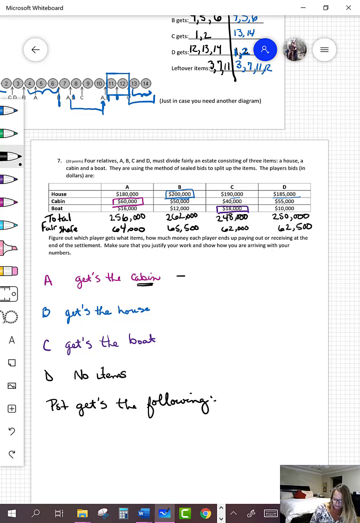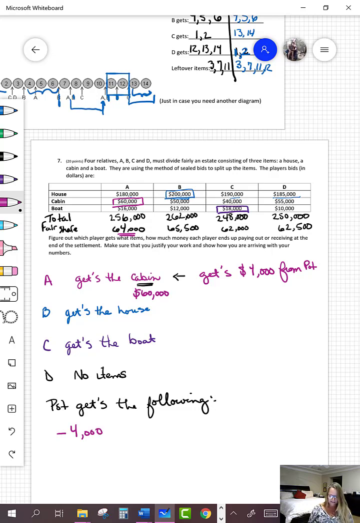So for the cabin, in player A's view it was 60,000. But her fair share is 64,000. So she gets at least 4,000 right now from the pot. Okay, so this is negative right now, $4,000 from this pot. So let's go to B.